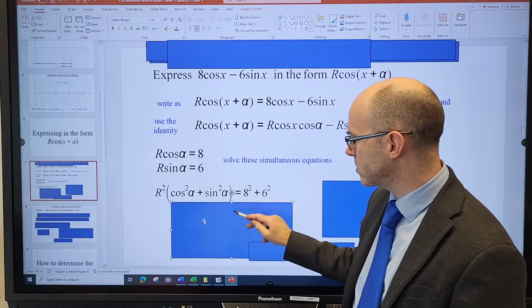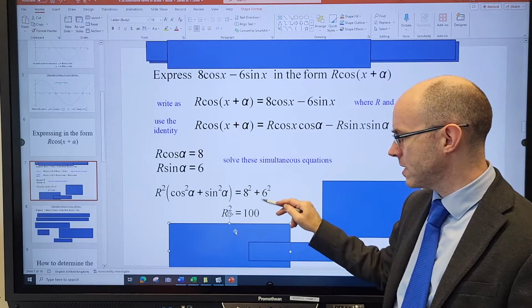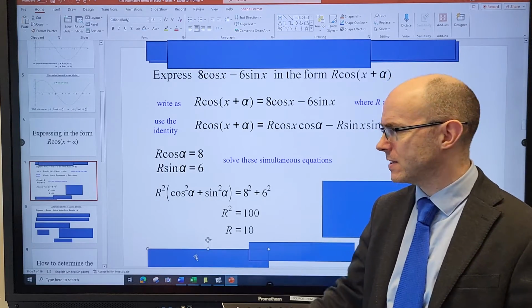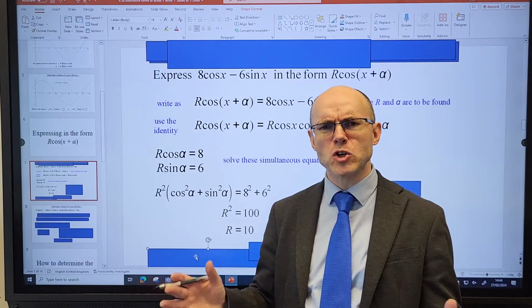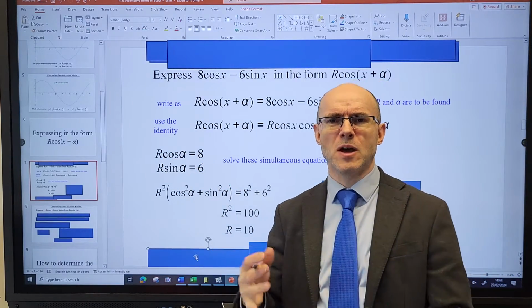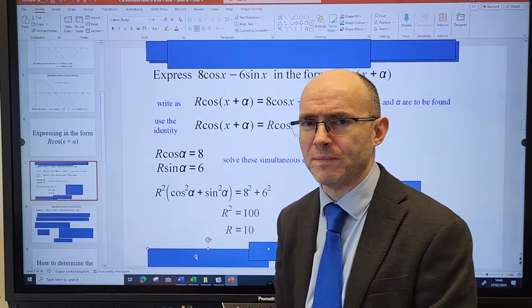Because that is 1, you've just got r squared is equal to that plus that, which is 100. So r is just simply going to be 10. Right, so that's that done. Now you might think it would be a good idea to substitute r equals 10 back into this and then work out cosine. No, don't do that because it's a much quicker way.